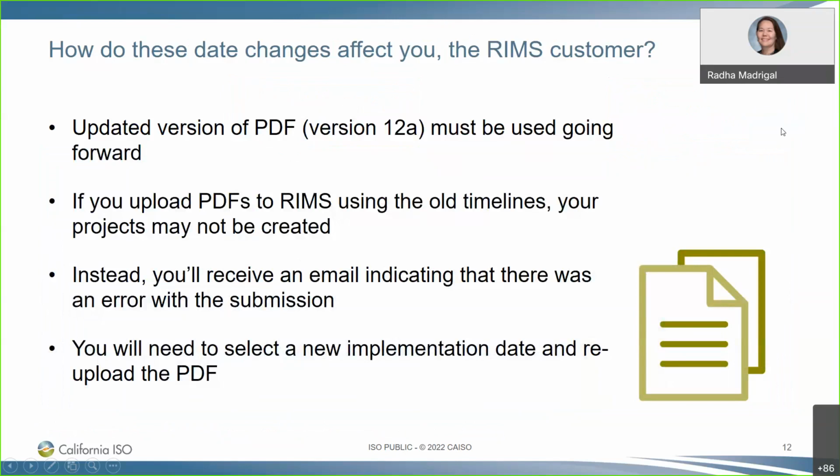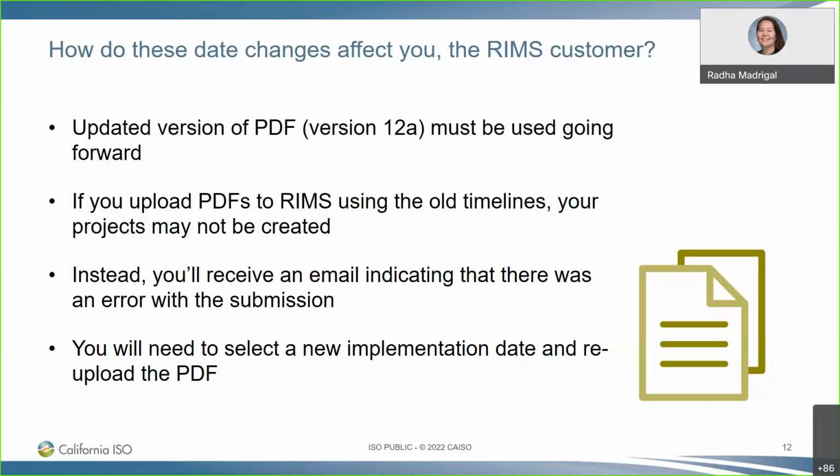The changes that we are making and how they impact you are listed out on this slide here. First of all, we're updating the project details form. So once this becomes implemented in about 2 weeks, version 12A of that project details form is the one that you need to use going forward. And if you upload PDFs, so first of all, the document is changing. Second of all, you need to be aware of the timelines, because if you upload PDFs to the RIMS application using the old timelines, it's possible that your project may not be created.